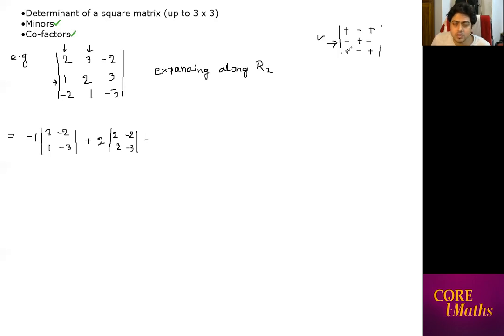Now in that position the sign is minus, so minus into the element, that is 3, and its minor value. You omit the second row and third column, because that place belongs to the second row, third column. So the elements are 2, 3, minus 2, 1.